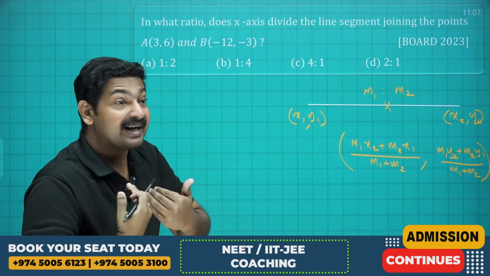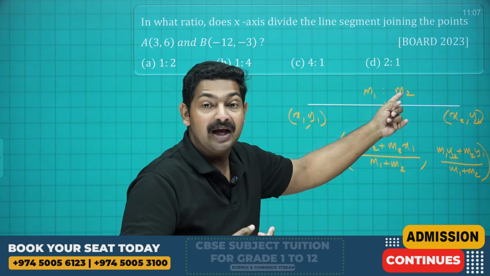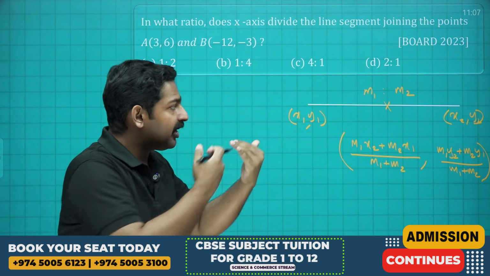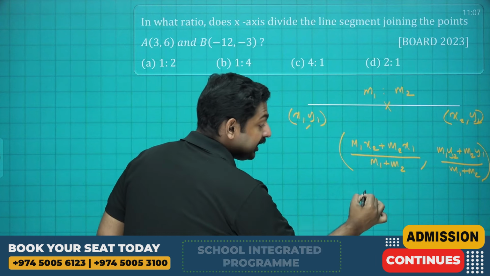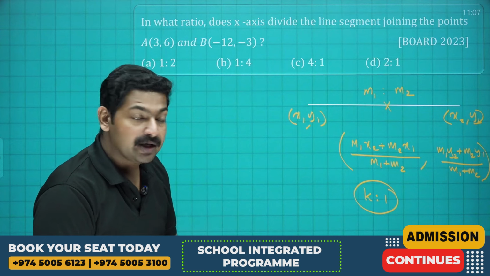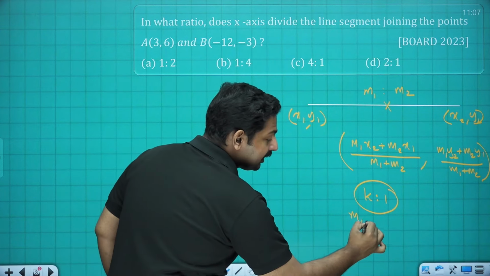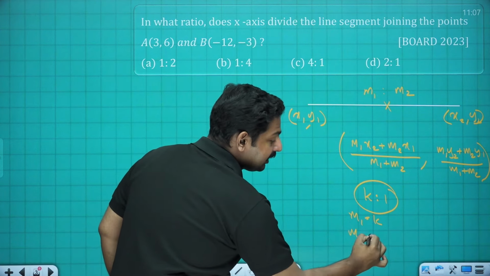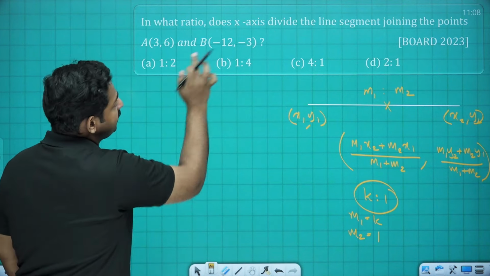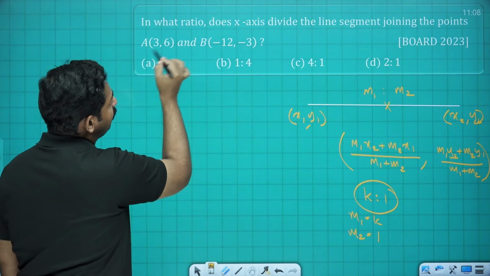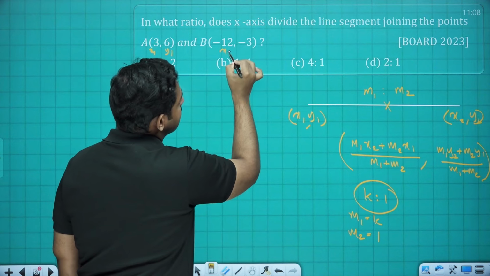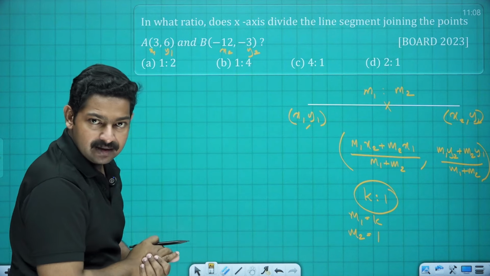Now we need to find out the ratio. Here this ratio m1 is to m2 is not given. We need to find out that ratio. So now we studied that if the ratio is not given, we need to take the ratio as k is to 1. We will be taking the ratio as k is to 1, and that time m1 can be taken as k and m2 can be taken as 1, correct? So now here the line segment joining these 2 points, this point A (3, 6) can be taken as (x1, y1) and the second point can be taken as (x2, y2), that is given here, correct?